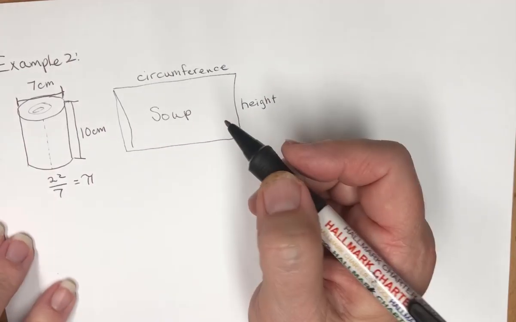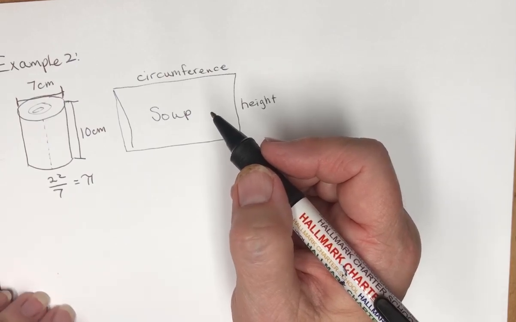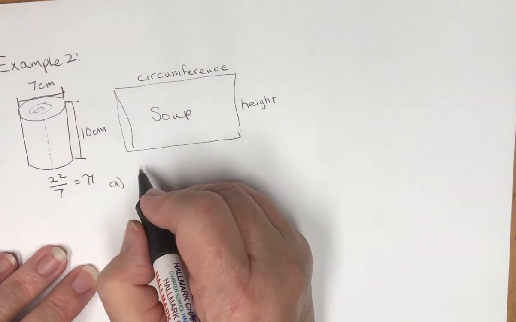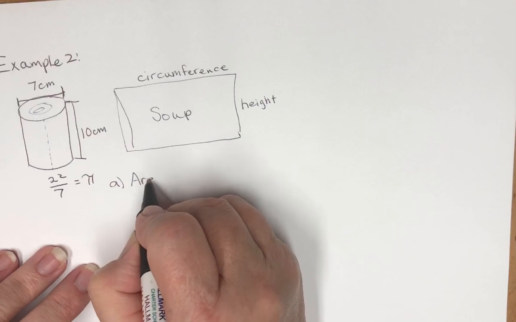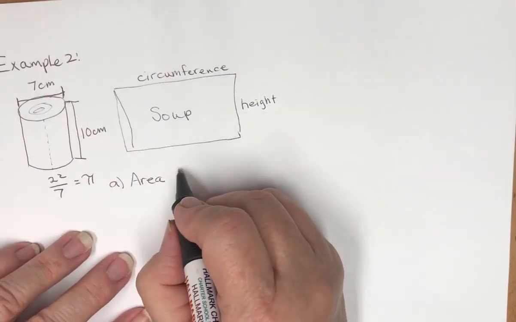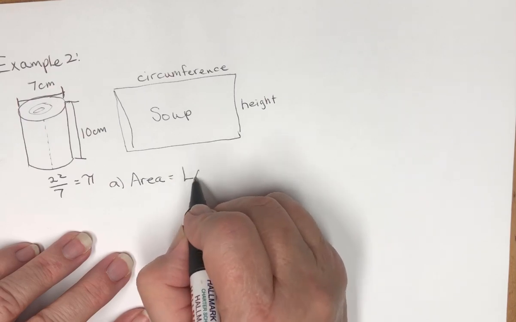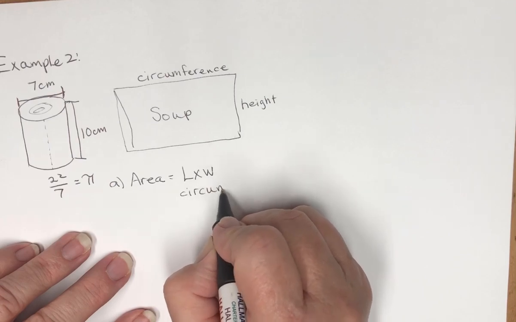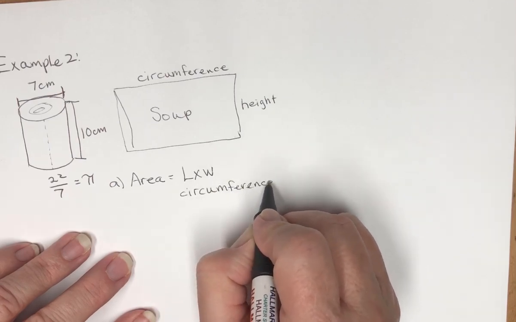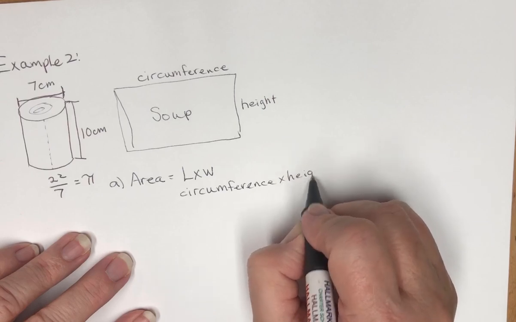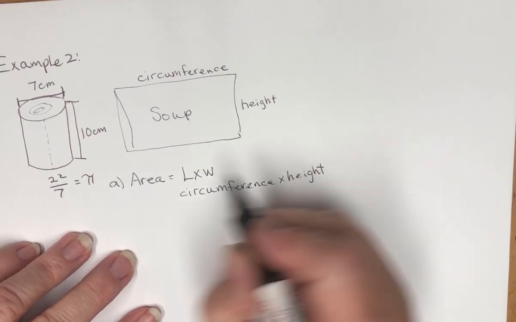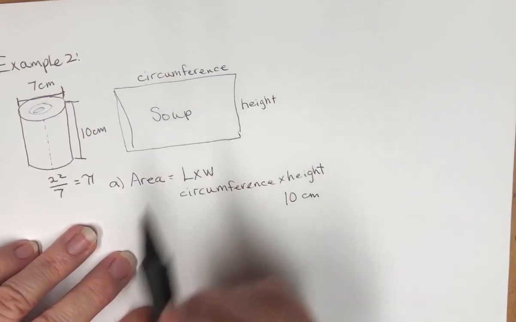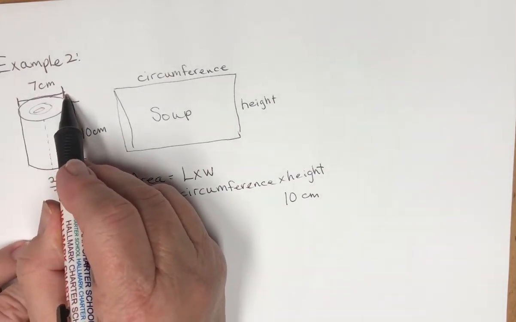Here's my soup label. Okay, so to figure this out, in A, they want us to figure out the area of the label. They want area. Okay, we know area is length times width. So in this case, it would be circumference times height of the can. And that's the information we have to get. We know the height easy. The height is 10 centimeters. But we're going to have to figure out the circumference. And they gave us the diameter, so that should be no problem.